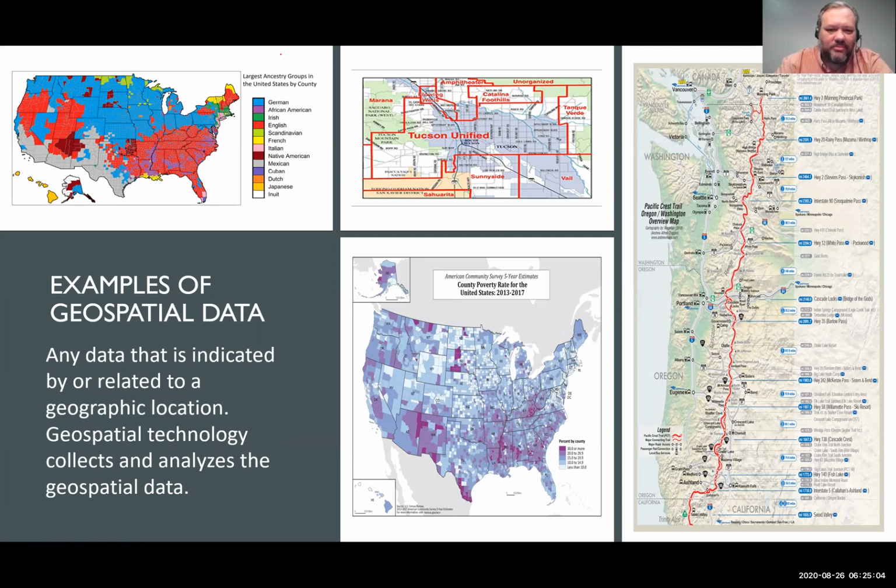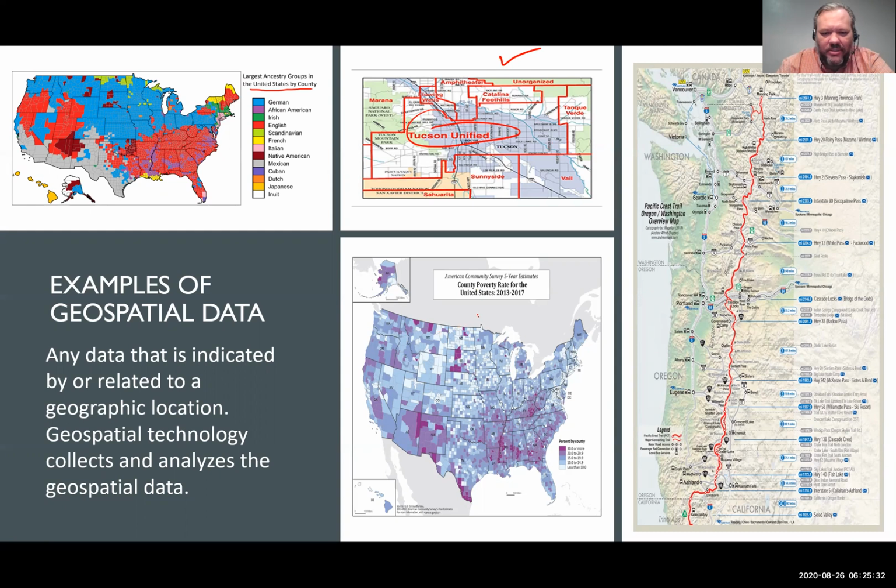Alrighty, here's some examples of geospatial data, and these are just some basic maps. Any of the maps we've looked at really are geospatial data as well. Largest ancestry groups in the U.S. by county shows us where those ancestral groups are from. Here's the school districts in Tucson. Here we are, Tucson Unified, and there's the other school districts. Again, that's static data, unless they decide to change the lines.